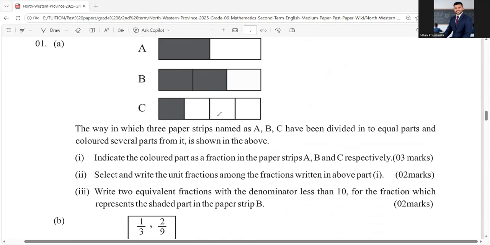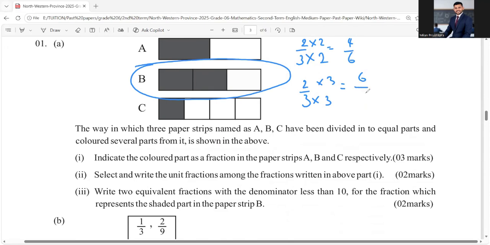And in the third part, write 2 equal fractions with the denominator less than 10 for the fraction which represents the shaded part in paper strip B. That means you have to write 2 equal fractions for 2 over 3. There are 2 ways to make equal fractions, but here we can use multiplication. You can multiply by 2, then you get 4 over 6, and for 2 over 3 you can multiply by 3, and then you get 6 over 9. You have to write 2 equal fractions with denominators less than 10, so if you write these 2, that is the answer.